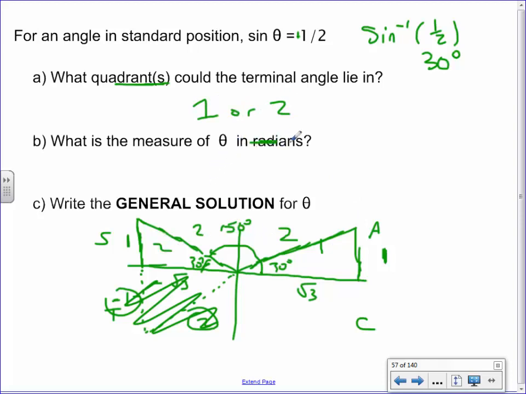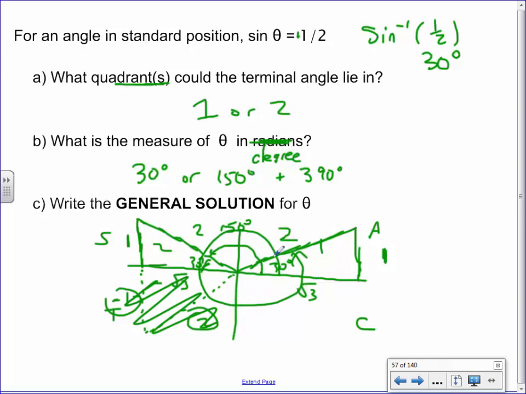Can I change this just for simplicity's sake right now? Let's make this degrees. You guys can convert to radians later if you need to. But just for the sake of this question here, what is the measure of theta? Well, it's 30 degrees, or it could have been 150 degrees. But let me give you some more ideas. It also could have been 390 degrees. How did I get 390? Yeah, I went all the way around the circle some more.